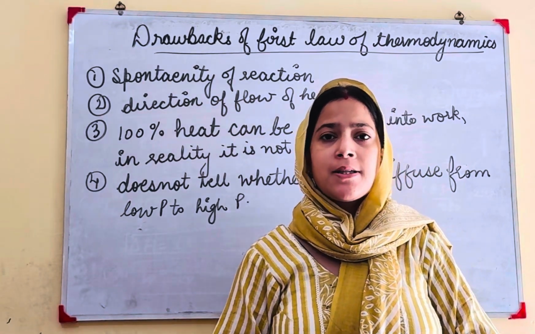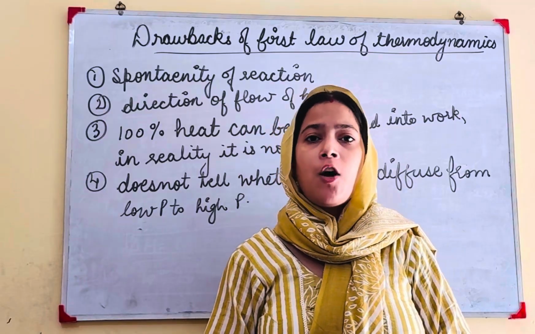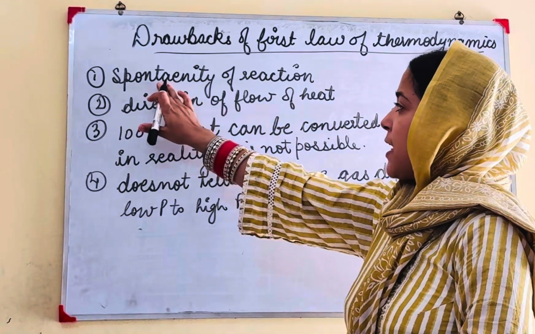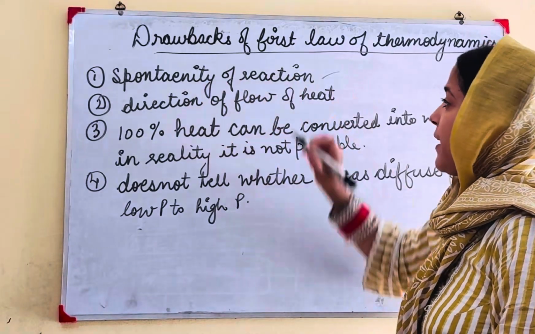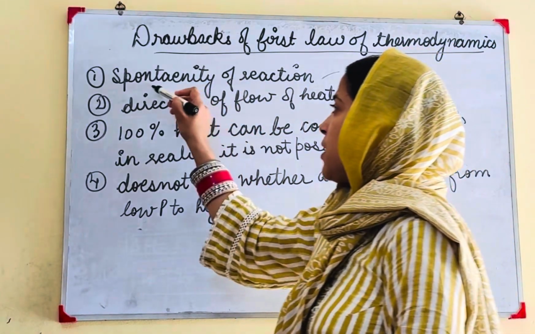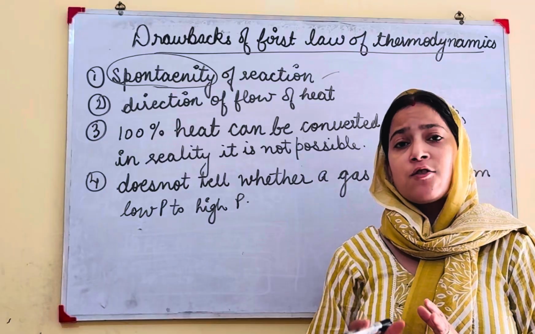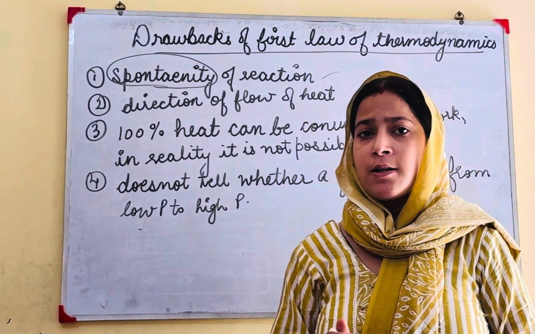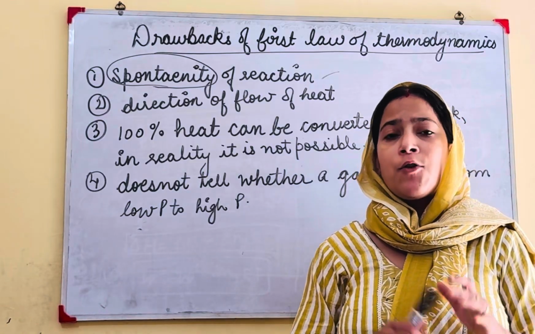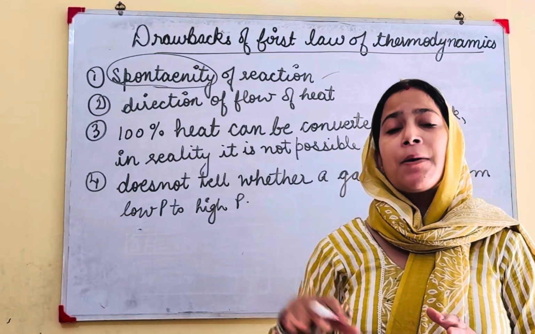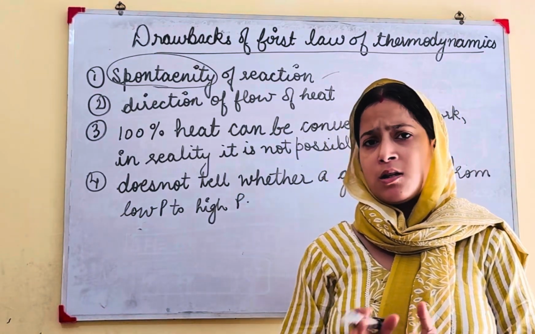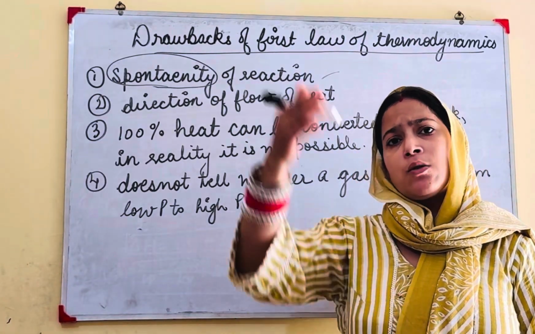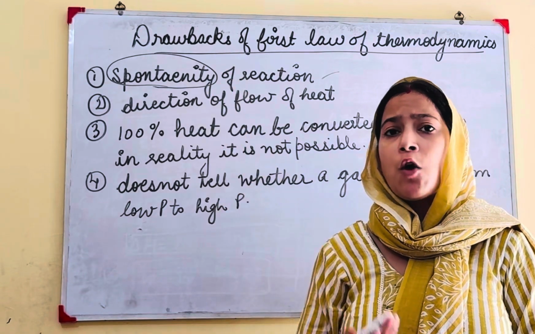In the thermodynamics series, next we discuss drawbacks of the first law of thermodynamics. First one is it does not tell about the spontaneity of the reaction. Spontaneity is basically whether the reaction actually takes place in reality or not. For example, if we talk about the uphill movement of water, is it possible that water moves from the river to the mountain? No, it is not possible.